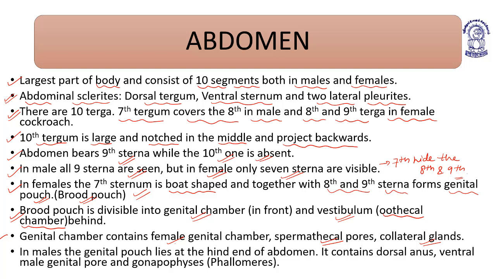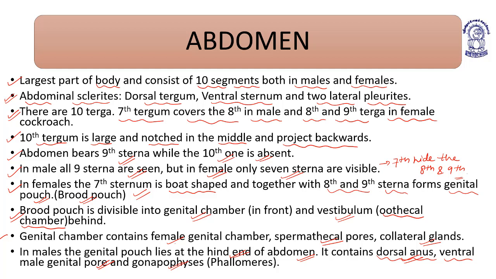Okay? In males, the genital pouch lies at the hind end of the abdomen. It contains the dorsal anus, the ventral male genital pore, and gonapophyses, also known as phallomeres.